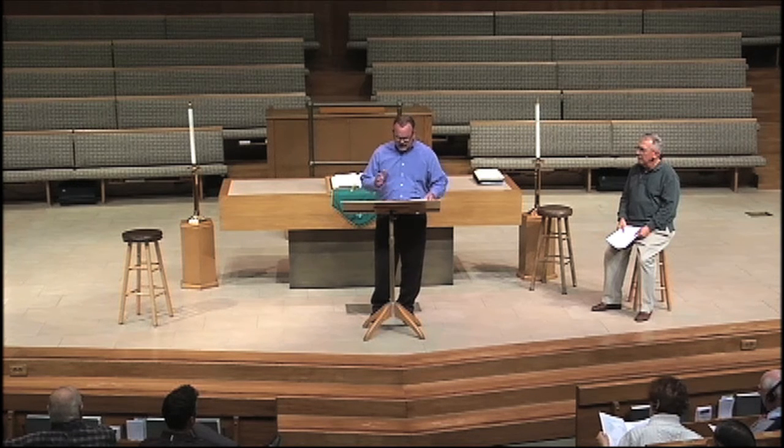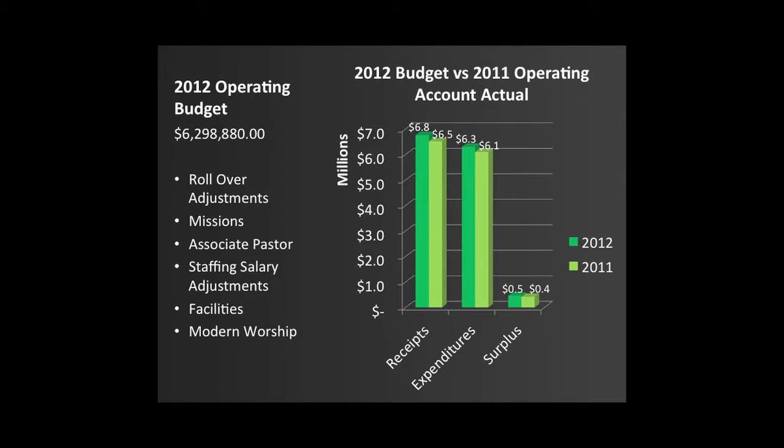There are some details here that I want to go through with you, because I think it's really important you know how we do it. In effect, we have an operating budget that the session just approved, that Mike was talking about, that's nearly $6.3 million. Of that $6.3 million, there are a couple of things that are important to note.